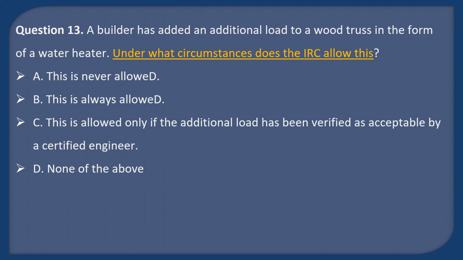Question 13. A builder has added an additional load to a wood truss in the form of a water heater. Under what circumstances does the IRC allow this? A. This is never allowed. B. This is always allowed. C. This is allowed only if the additional load has been verified as acceptable by a certified engineer. D. None of the above.